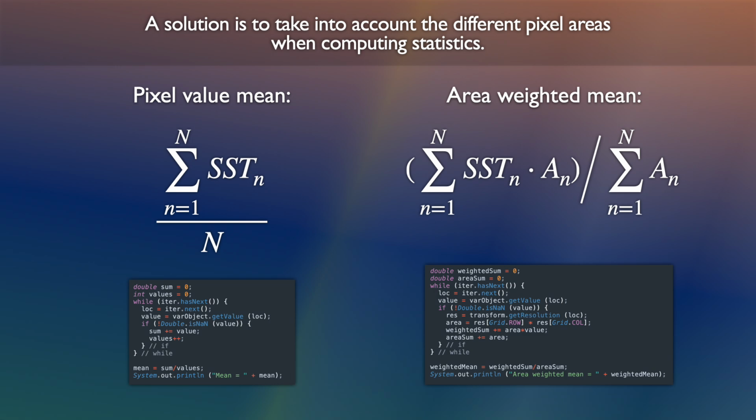When we run the area weighted formula on the right on either the polar stereographic data or the geographic data, we get the same result, that 5.10 mean sea surface temperature value. So now I'd like to also talk about another method of getting the same result, which sidesteps the issue of different pixel areas.